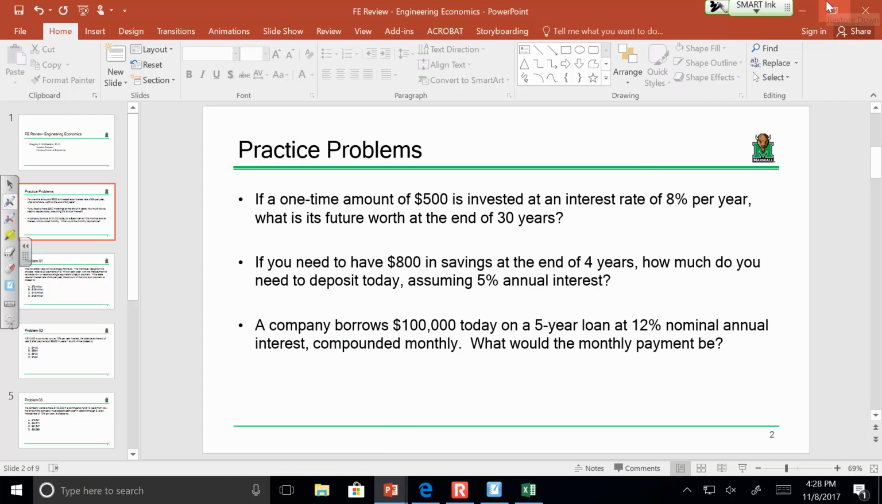Okay. Now, I'm not going to do this one. You're going to do this one. This next one: if you need to have $800 in a savings account at the end of 4 years, how much do you need to deposit today, assuming 5% annual interest? You tell me.